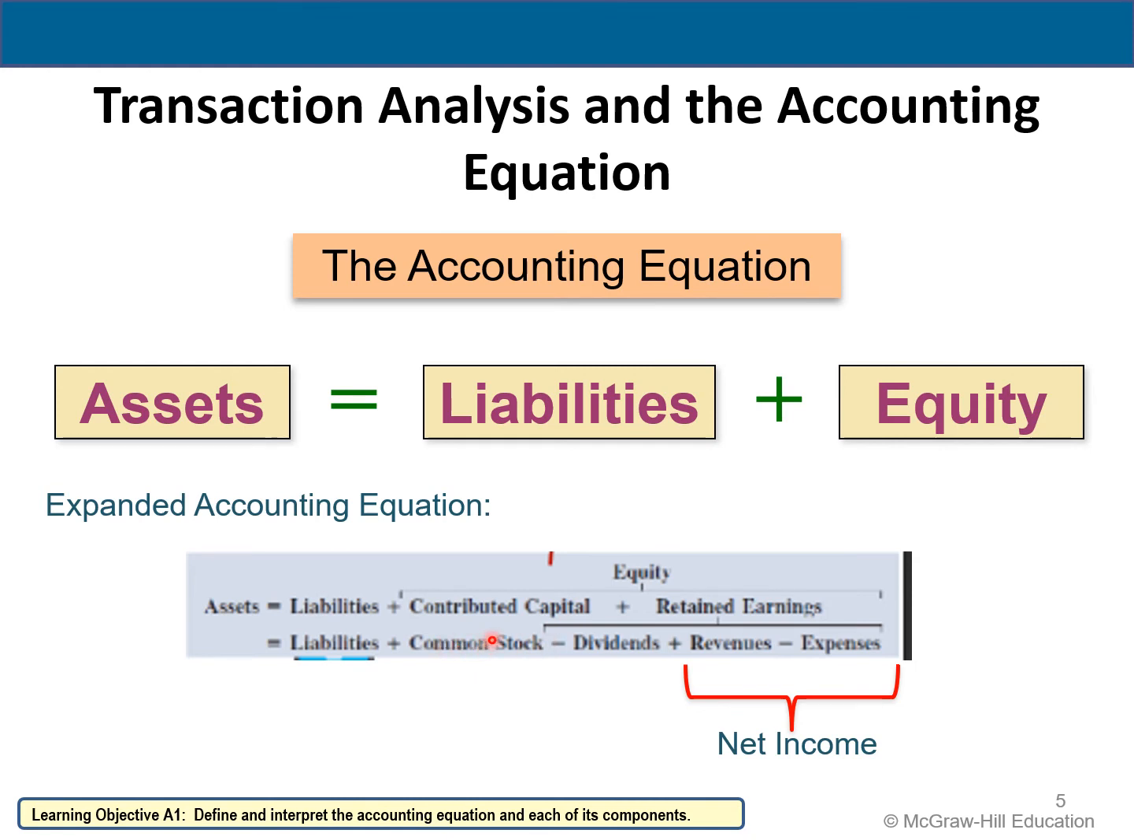Common stock is like investments in the company. Dividends are really money paid to common stockholders. That's also a component of equity.